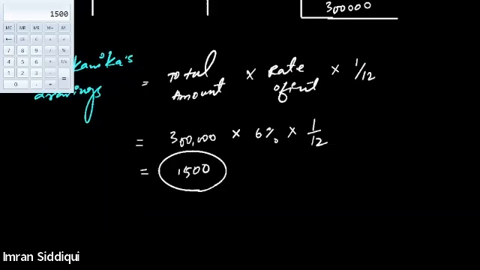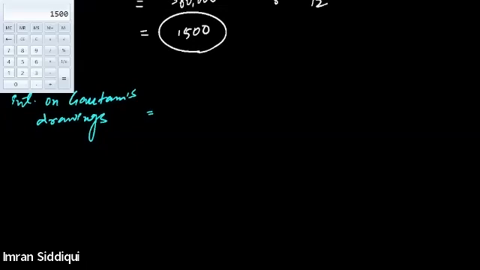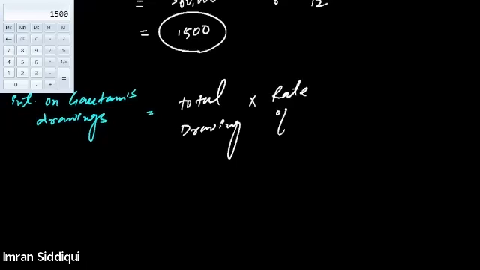Now we will calculate the interest on Gautam's drawing. And for him as well, we will apply this formula: total drawings made during the year into rate of interest into average period and divided by 12.